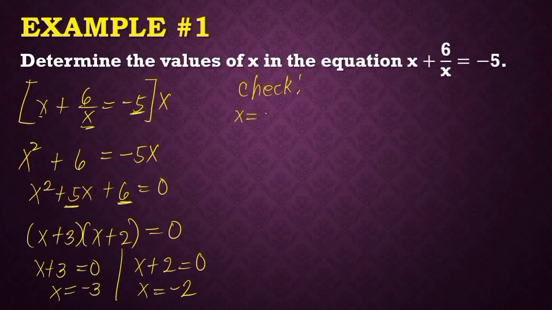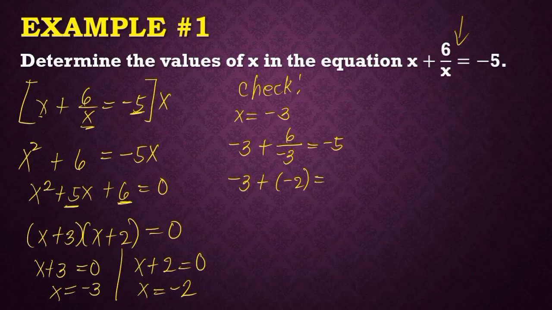So, to check, x equals negative 3 muna. So, negative 3 plus, so ito po yung gagamitin natin, yung equation. So, 6 all over negative 3 is equal to negative 5. Negative 3, and then plus 6 divided by negative 3, that is negative 2, equals negative 5. And then negative 3 plus negative 2, that is negative 5, equals negative 5.